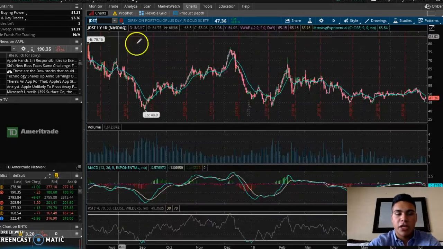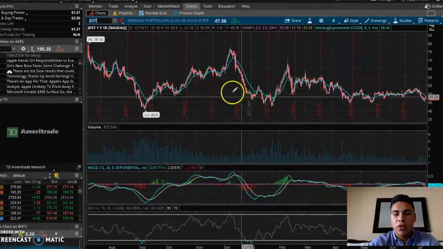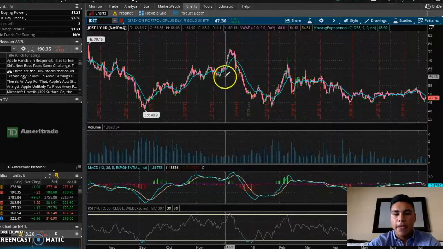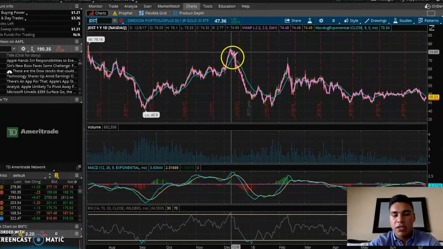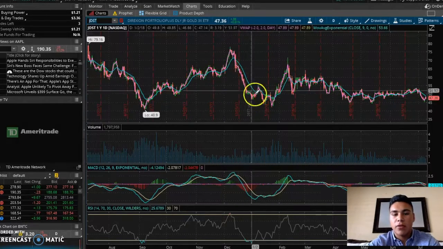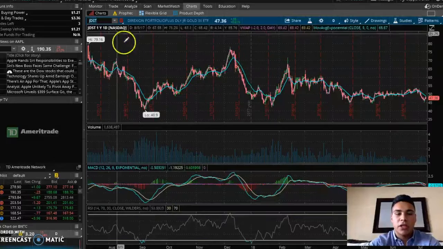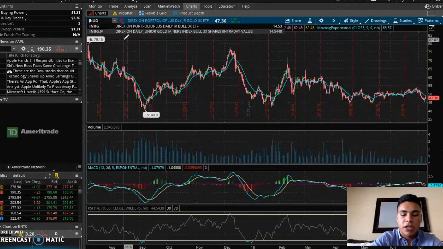The inverse for JNUG is JDST. So right before the year, as I was saying, it had that big rise, and as that was having that big rise, JDST was falling right before the year. So there's a correlation there. Let's go ahead and jump back to JNUG.